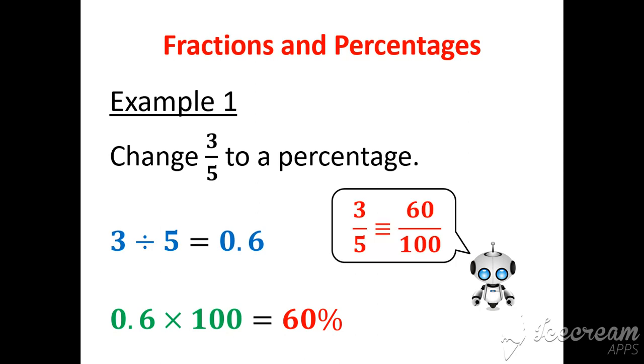There are other strategies. You could have worked out equivalent fractions to work out 3/5 is equivalent to 60 over 100, but I like this strategy the best because it works for any fraction, not just ones you can do in your head.